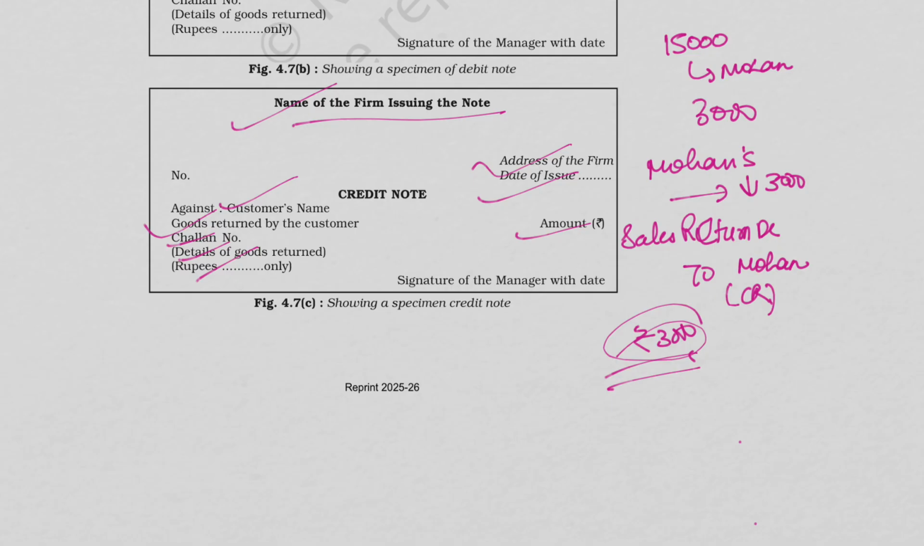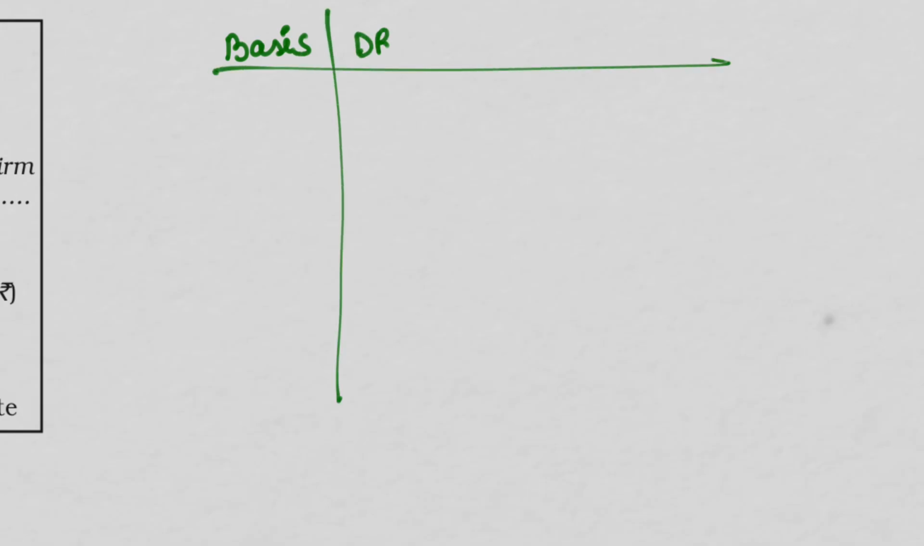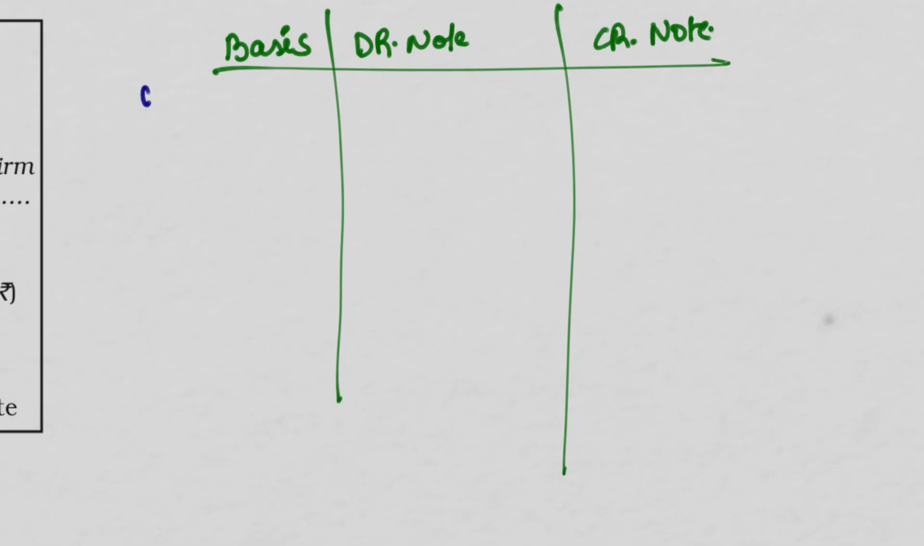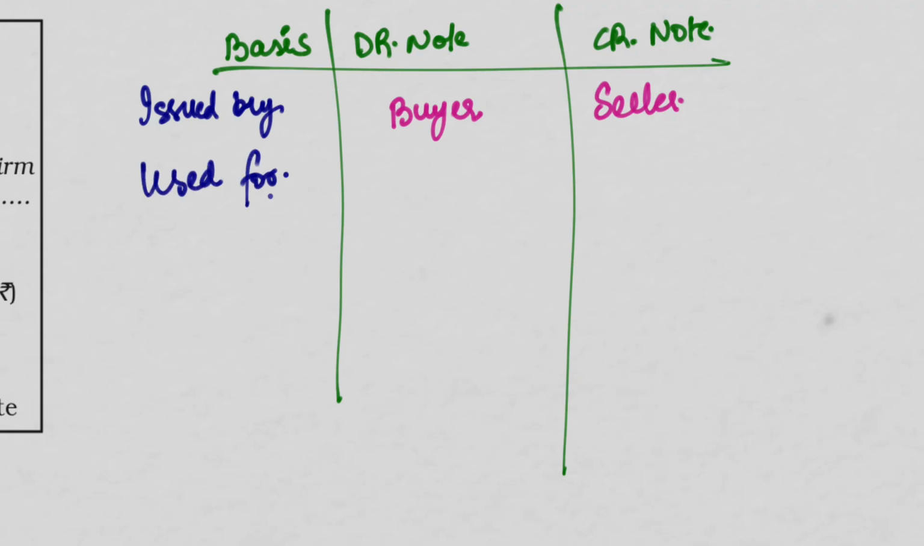Now let us understand the difference between the two. Okay, so let us see. We'll make a chart. Basis we'll write. We have debit note as well as credit note. First of all, a debit note is issued by the buyer. Credit note is issued by the seller. Debit note is used for purchase return, whereas credit note is used for sales return.